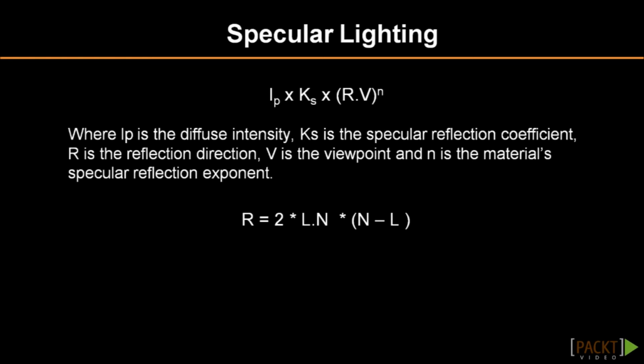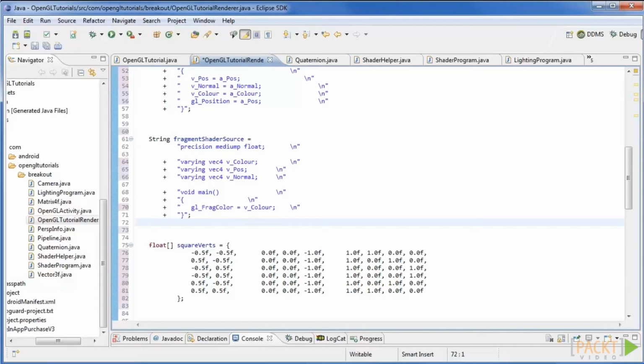For the reflection direction, that is calculated using this equation here, where L is the light direction and N is the normal. However, OpenGL has a function built in for this, so we do not need to calculate it. Now we are going to set up our shaders for the world matrix and world view projection matrix.